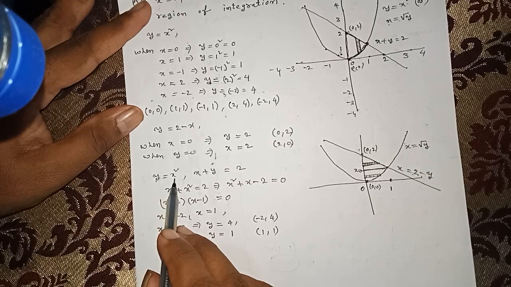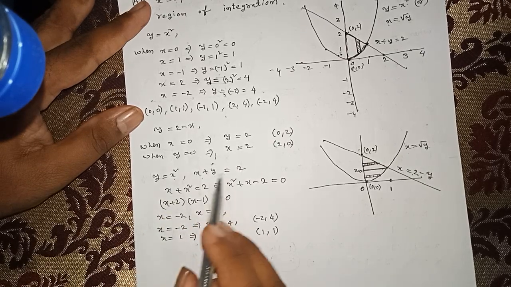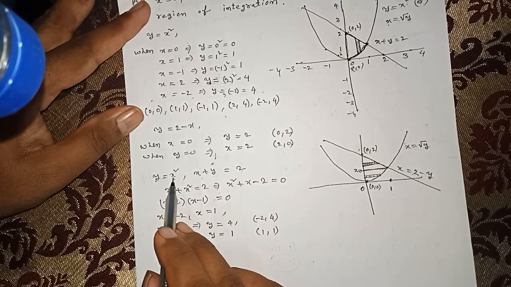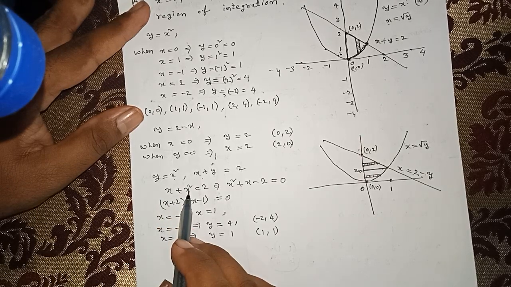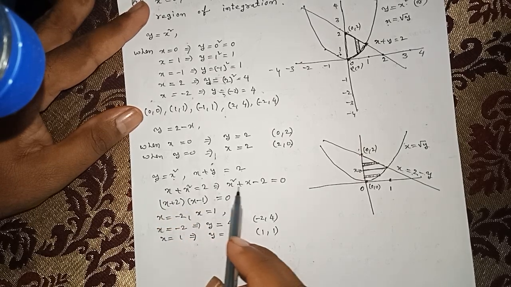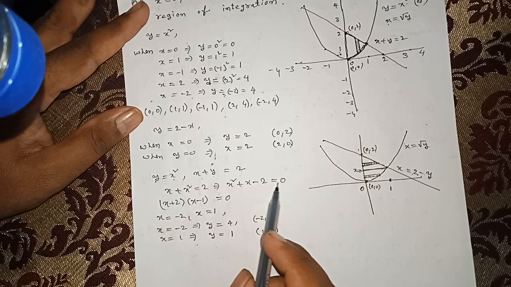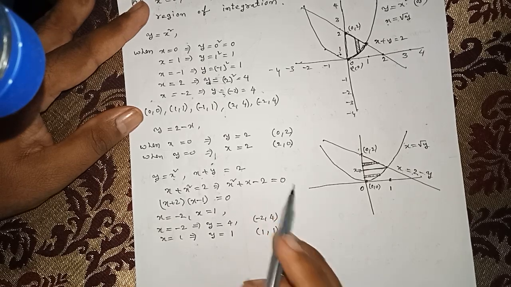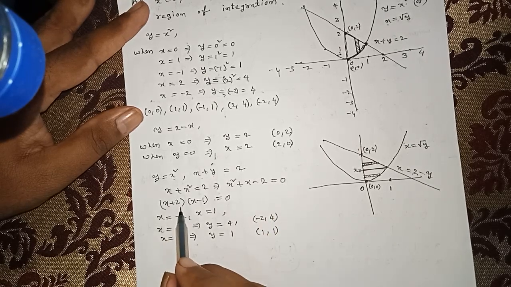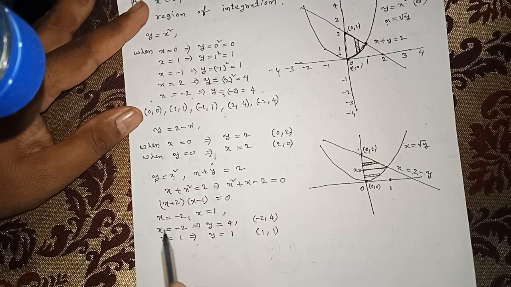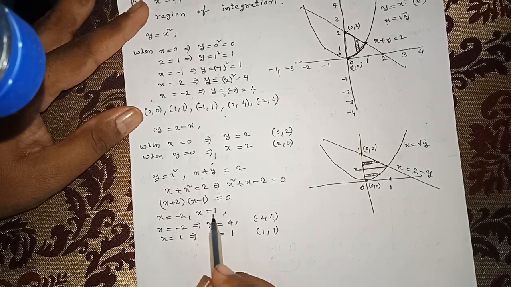Therefore, y is equal to x square, and x plus y is equal to 2. Replace y with x square. x plus x square is equal to 2, so x square plus x minus 2 is equal to 0. Therefore, (x plus 2)(x minus 1) is equal to 0. x is equal to minus 2, x is equal to 1.